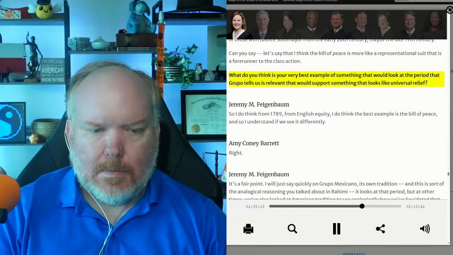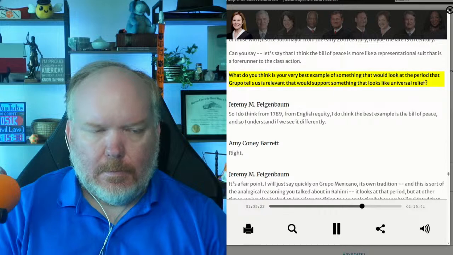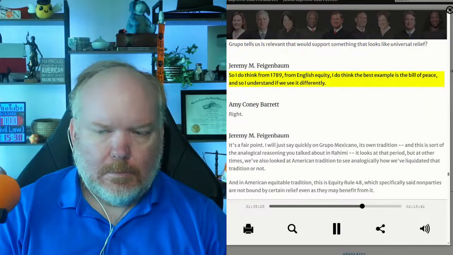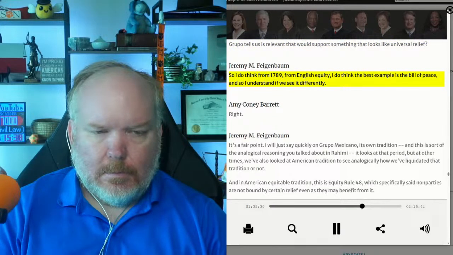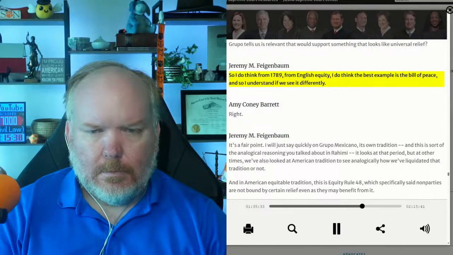What do you think is your very best example of something that would look at the period that Grupo tells us is relevant, that would support something that looks like universal relief? So I do think from 1789, from English equity, I do think the best example is the Bill of Peace, and so I understand if we see it differently, it's a fair point.